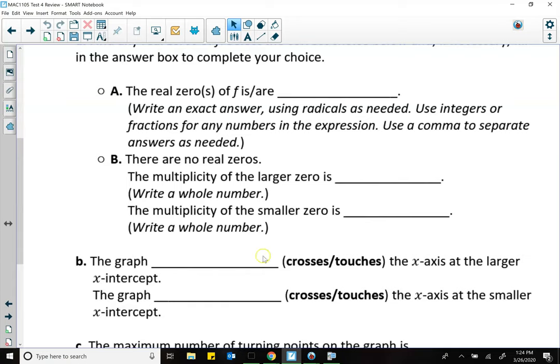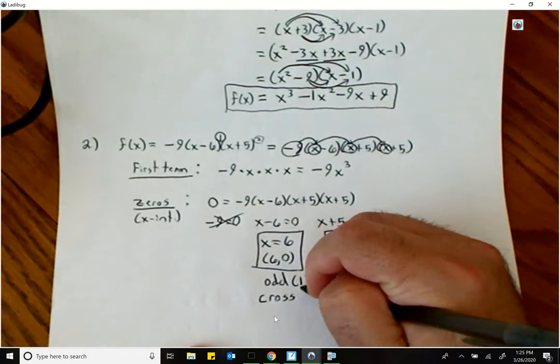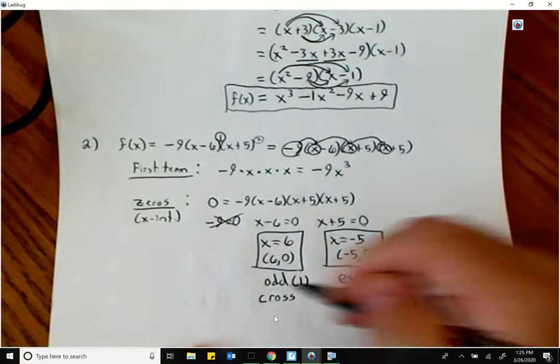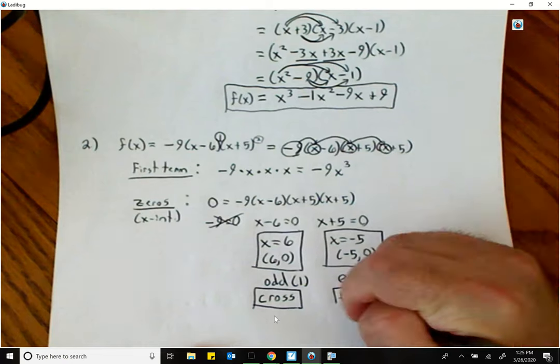Okay? So then part B says the graph blank, touches or crosses the larger intercept. Well, remember, the larger intercept was 6. It was odd, so that means we're going to cross. The graph blank, touches, crosses the x-axis at the smaller intercept. Well, the smaller one was negative 5. Its multiplicity was even, so it's going to touch. Okay? So that's exactly what we talked about right here. So this was the multiplicity for the larger intercept. This was the multiplicity for the smaller intercept. This is what's going on at the x-axis for the larger intercept. This is what's going on at the x-axis for the smaller intercept. Okay?